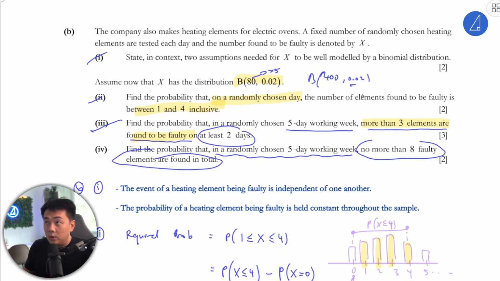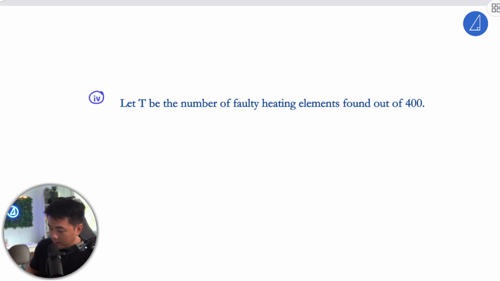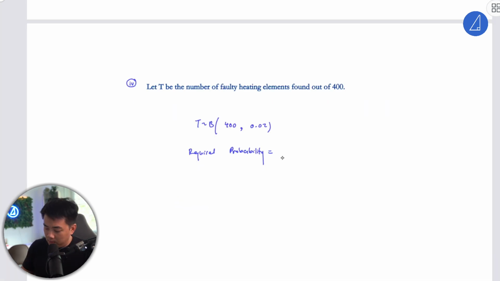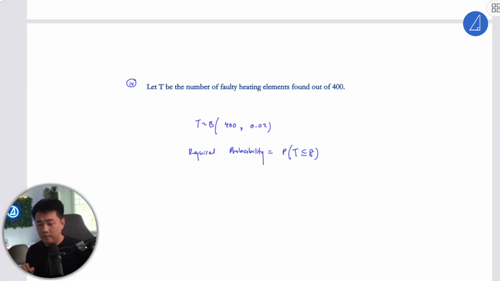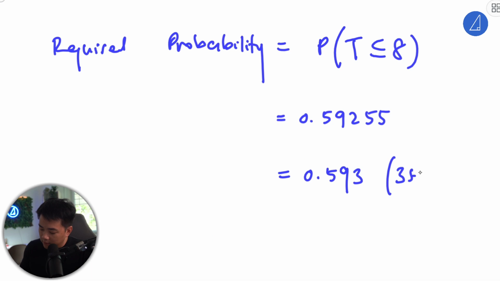Okay, so this is the distribution that you're looking at. For a 5-day working week, just group all the totals together. So in this case, we have T binomial, 80 times 5, which is 400, then every one being faulty is just 0.02. So the required probability is P(T no more than 8), which means at most 8. The CDF will give us 0.59255. There you go, 3 significant figures.